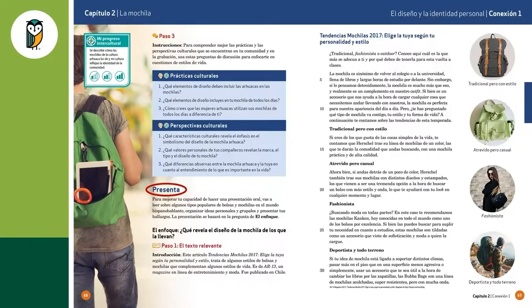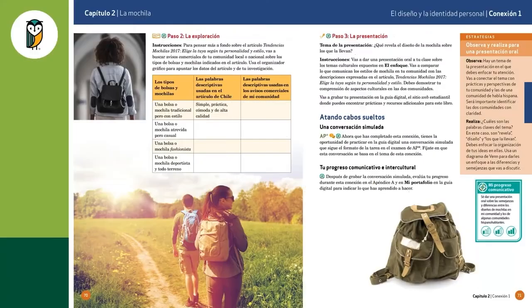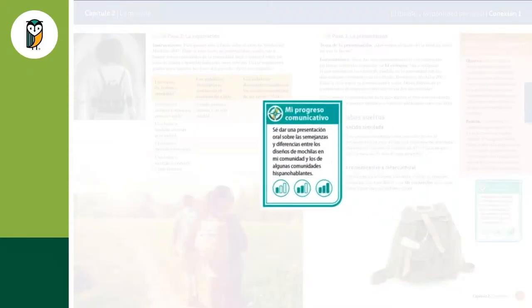This is then followed by a presenta section in which learners access a focusing text and prepare a presentation based on the information and their learning from the text, a mini IPA or integrated performance assessment. The conexión ends with atando cabos sueltos or tying up loose ends. In this case, learners engage in a simulated conversation and update their progress in realizing the can-do statements.